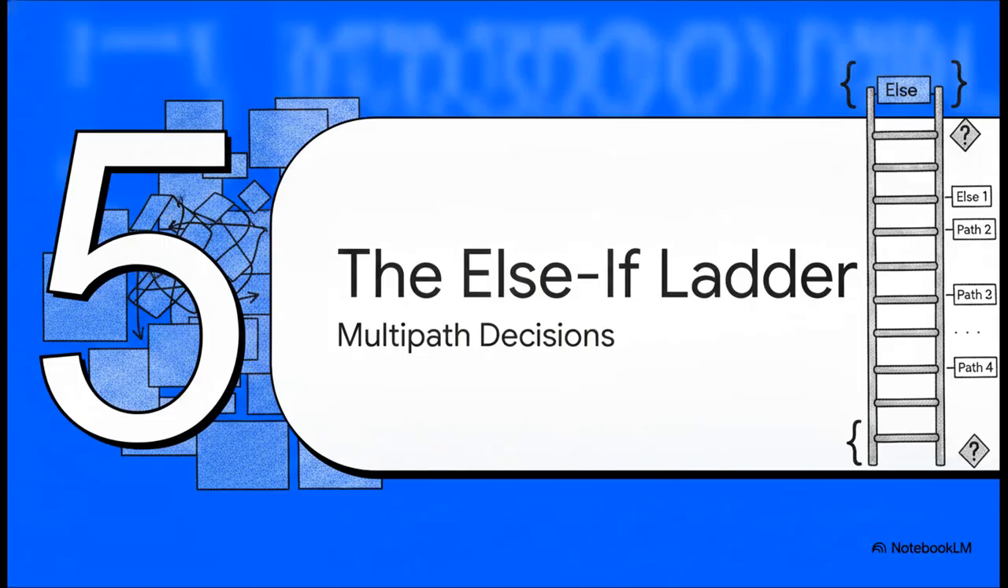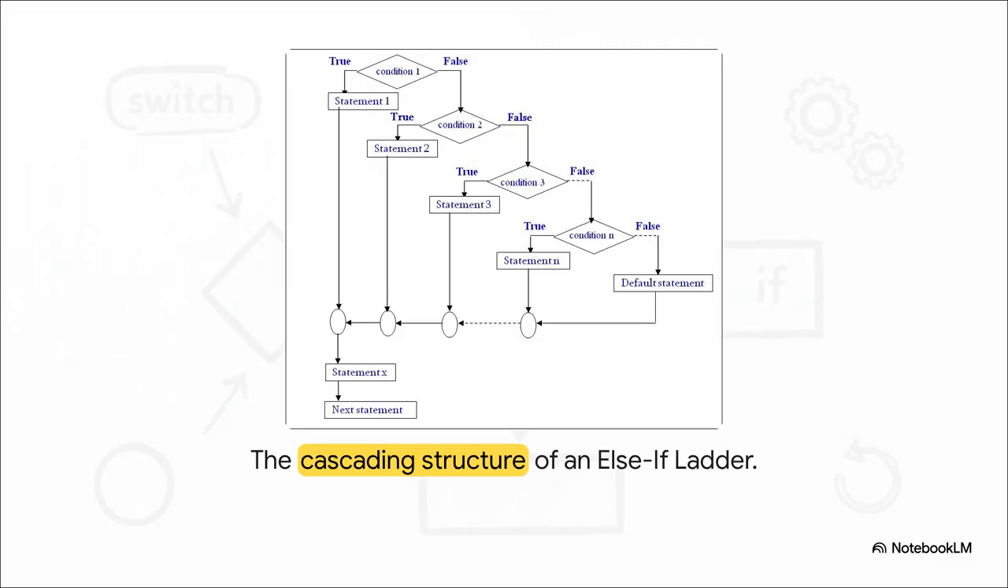But what happens when simple nesting gets too cumbersome? We use the else-if ladder, multi-path decision-making. And this brilliantly illustrates the concept. Instead of going deeper horizontally into nested blocks, the logic cascades down vertically. It checks condition 1. If it's false, it drops down to condition 2. False again, down to condition 3. It's this very orderly, step-by-step chain of decisions, where the fallback for each else is simply another if check.